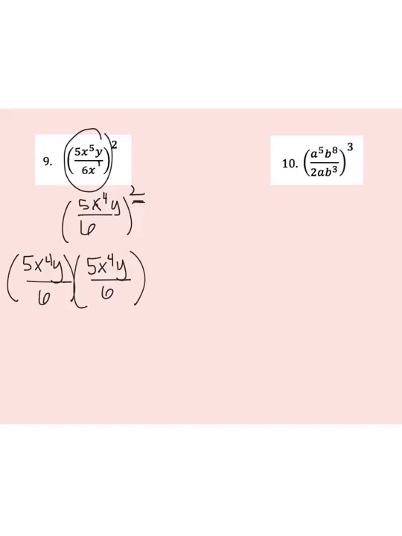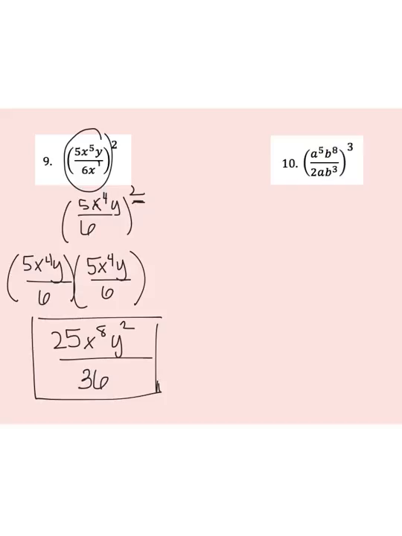So now we're just going to multiply straight across. So 5 times 5 is going to give me 25. X to the 4th times x to the 4th. I need to add those, so I'm going to get x to the 8th. Y times y, well, I have 1 plus 1, so I get a y squared. All over 6 times 6, which is going to give me 36.